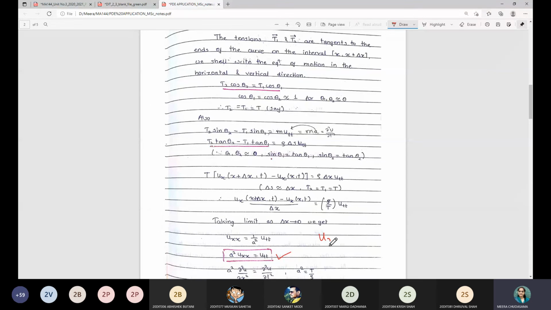And you can see that u_xx is equal to u_tt with the constant quantity a square. So this is nothing but del square u upon del x square is equal to del square u upon del t square with the constant quantity a square. A square is nothing but the ratio of tension with the density. So this is a second order partial differential equation, which is represented by the vibrating string problem. So it is called the wave equation, right?